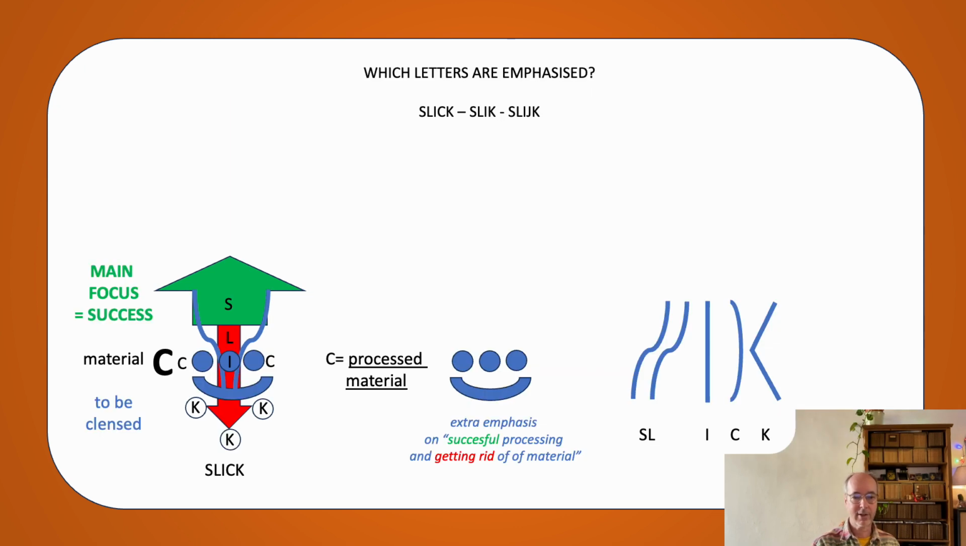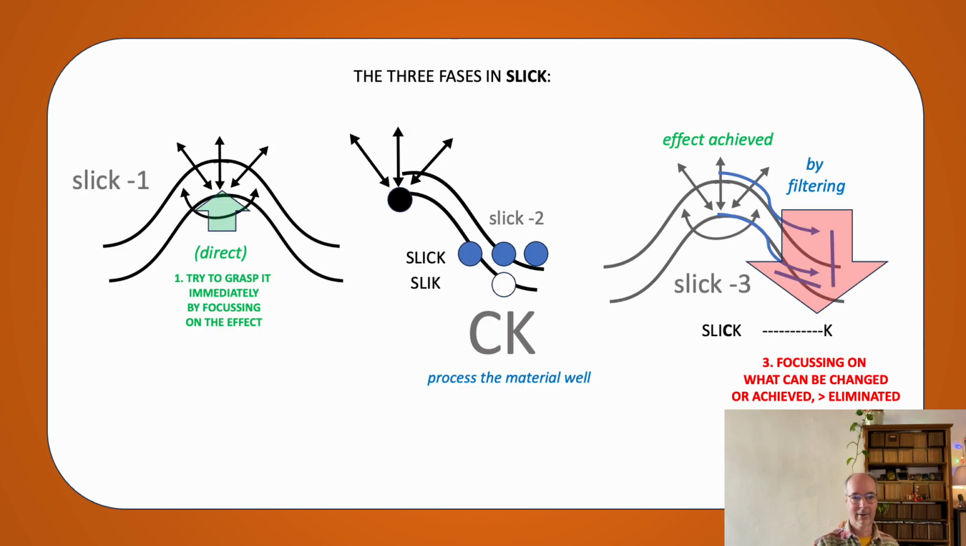And with the C, it's the C which is important. So it is the material. In this case, it is important that there is a material that we get rid of, what we are cleansing, so that at the end effect, we will have success in it. So we got rid of the material, it's a successful processing. Now we are SLICK, it's SLICK. That's the way how we make the difference.